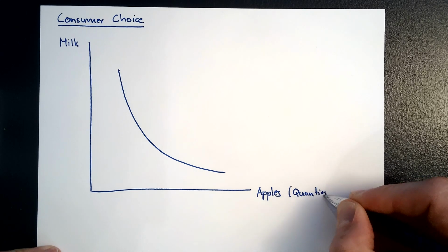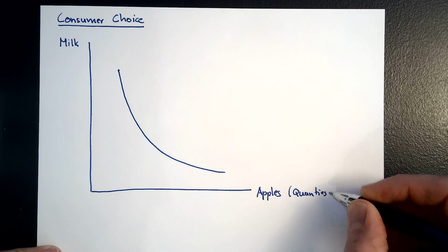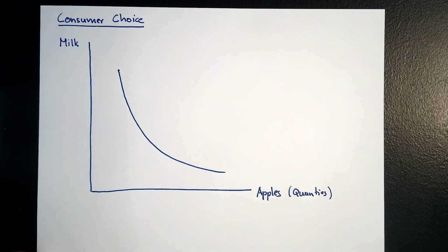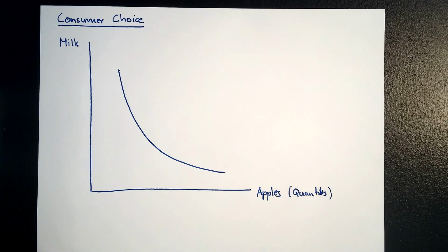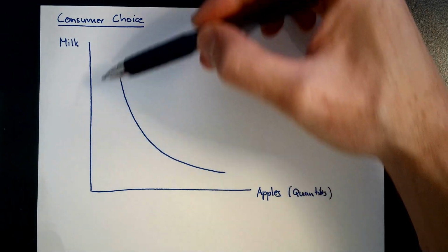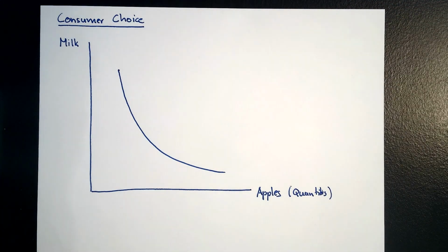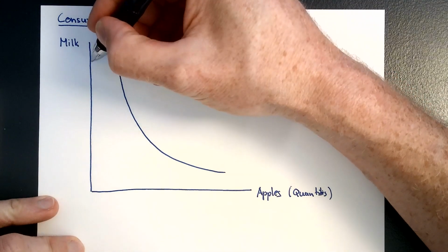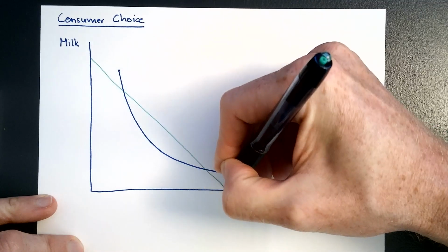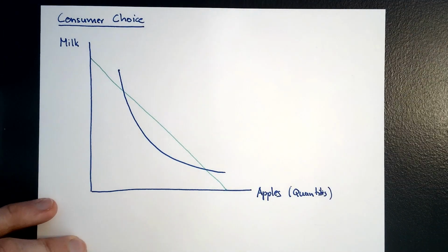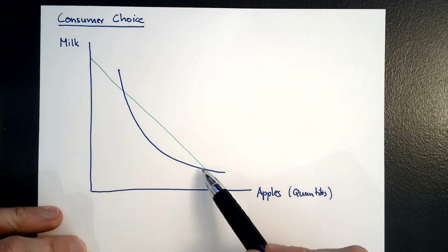Okay, so these are quantities. So units of apples and units of milk, okay? Now, what this means is we can combine consumer preferences and the budget constraint in the same graph. So let's do this and assume that we have a budget constraint for apples and milk that looks like this. Okay. Now, assume that we have the budget constraint.